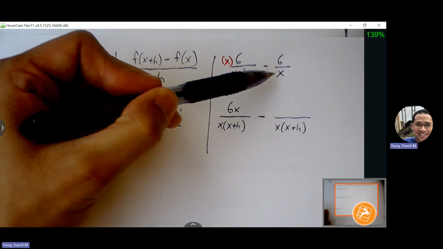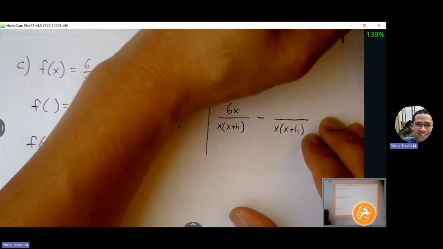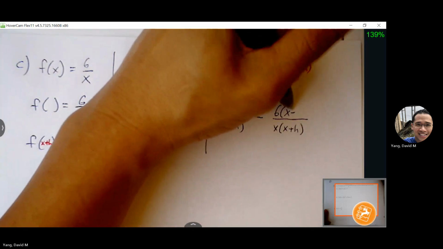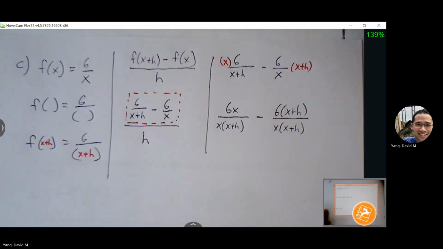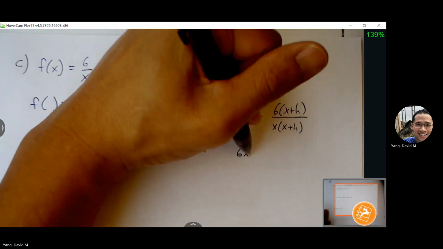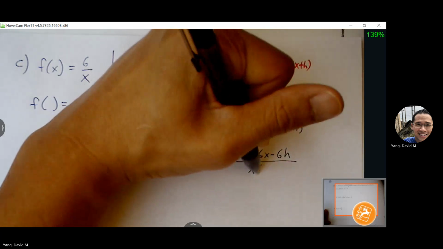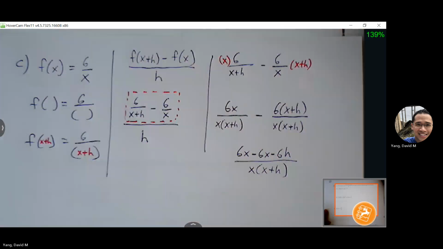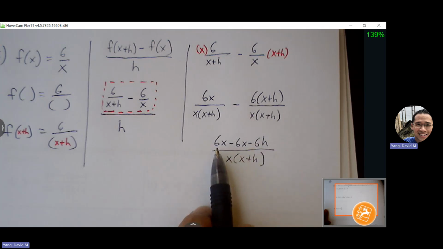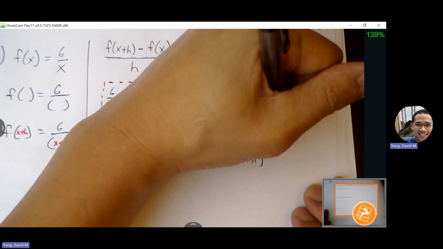This denominator is missing what compared to the new denominator? X plus h. So I need to balance the numerator with an x plus h. So now I can merge this all into one fraction. What happens here? The numerator can just reduce to just what? Yep, negative 6h.